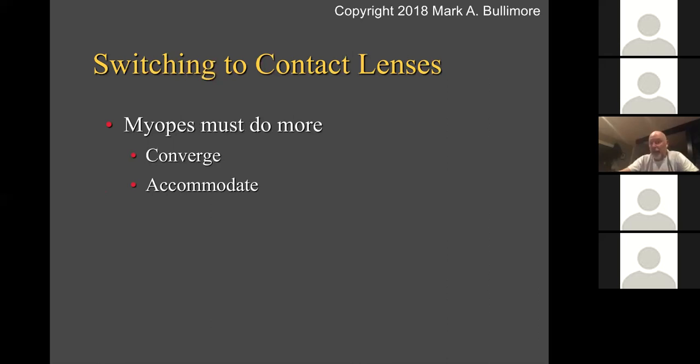So one of the manifestations of Prentice's Rule is that when we have a myope, they need to converge. Do they have to converge more, or do they have to converge less? Okay, if you have a myope in spectacle lenses, they have to converge less because of the base in prism, and they have to accommodate less, for reasons we discussed earlier.